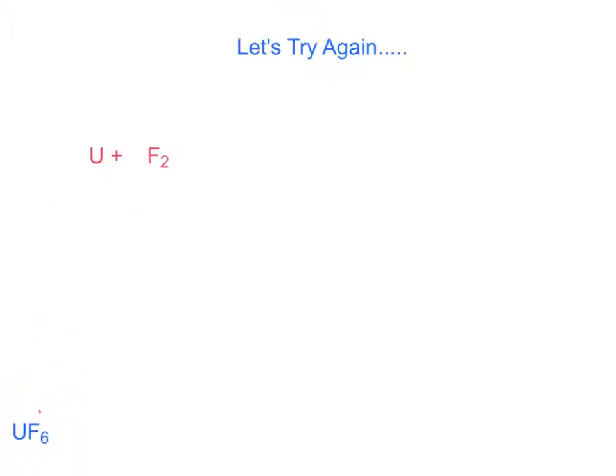New at this, so bear with me if you would. All right, so we have reactants, which are U plus F2. I have a nice little arrow here that tells me that this U plus F2 is going to create something. It's going to yield something. And that yield is going to be UF6.